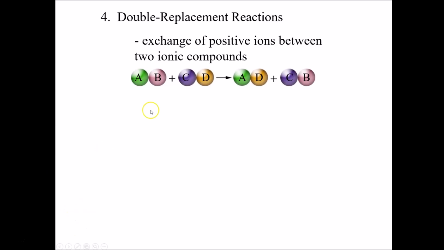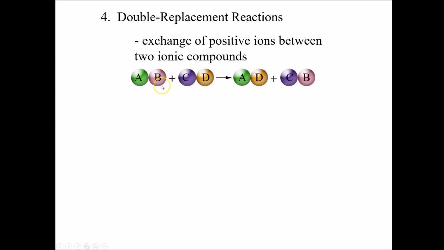So here's our example. The first compound we have has A and B. The second compound has C and D. And now they're going to switch partners, right? It's kind of like a really bad prom.